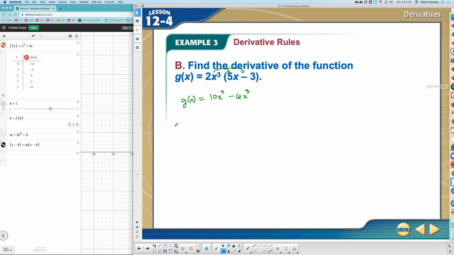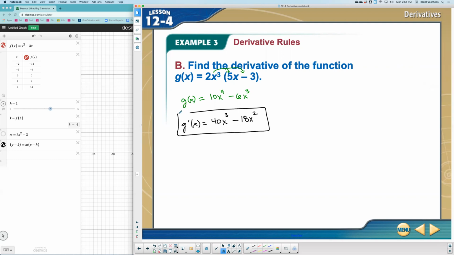So if I wanted to find g prime, take the power of 4, multiply it with the 10. So I get 40x, subtract a power, to the 3rd, minus 3 multiplies with a 6 and becomes 18. Again, subtract a power, so 3 becomes a power of 2. That's my derivative here with respect to x.